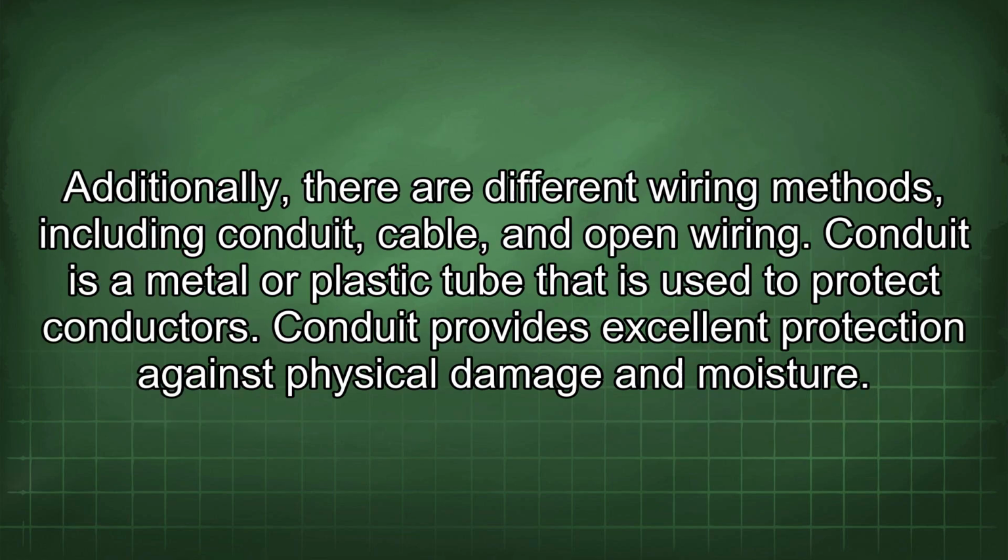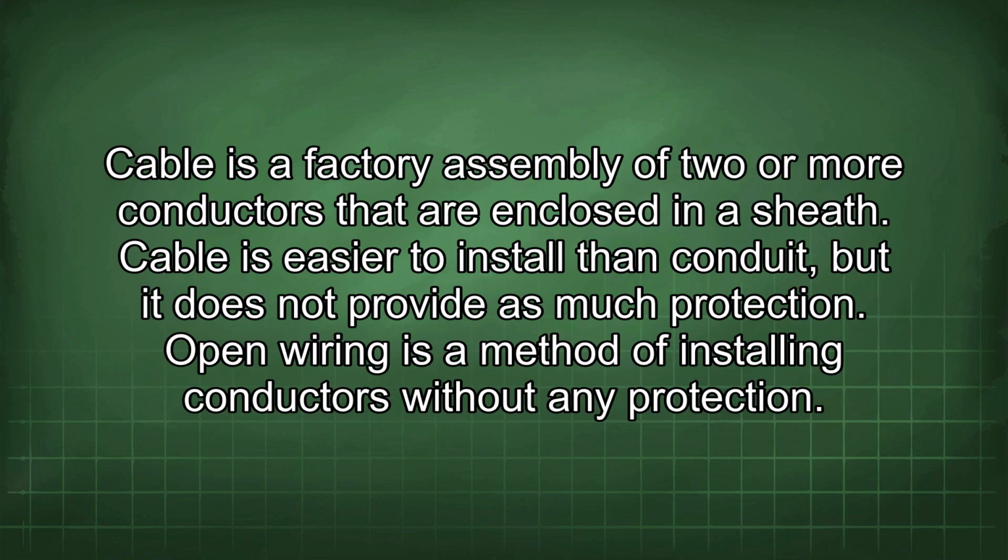Additionally, there are different wiring methods, including conduit, cable, and open wiring. Conduit is a metal or plastic tube that is used to protect conductors. Conduit provides excellent protection against physical damage and moisture. Cable is a factory assembly of two or more conductors that are enclosed in a sheath. Cable is easier to install than conduit, but it does not provide as much protection.